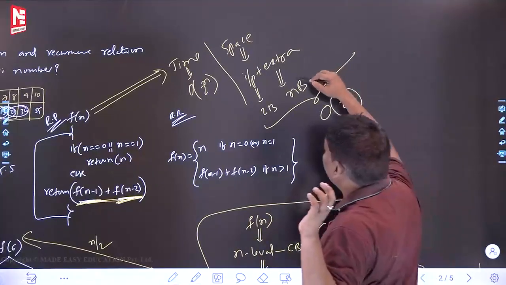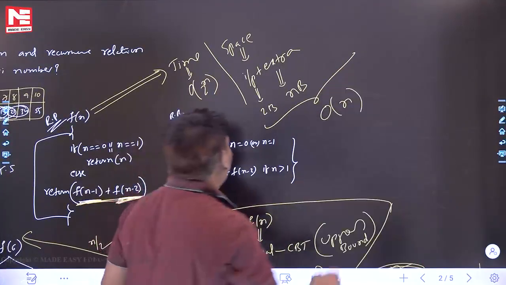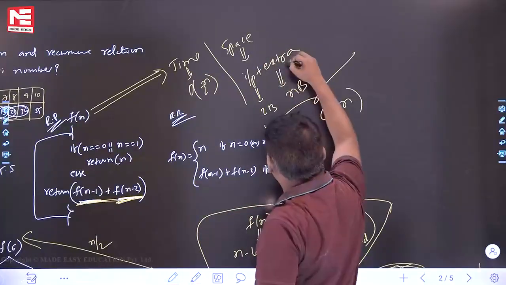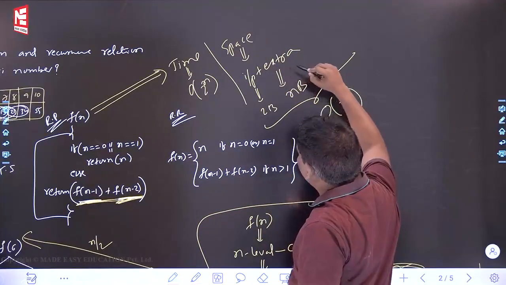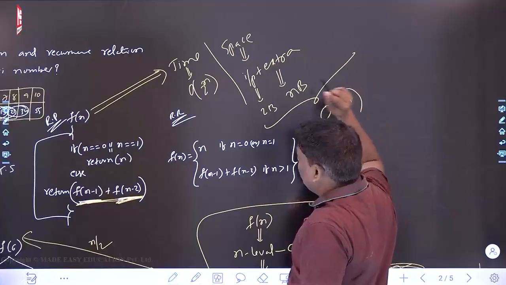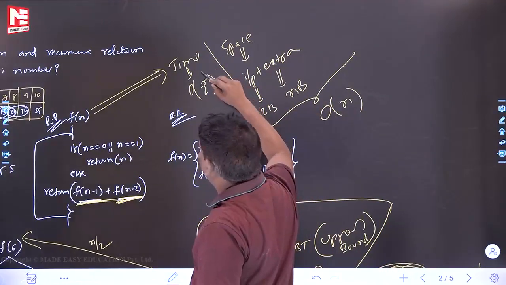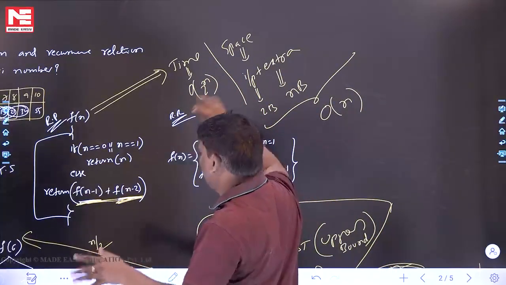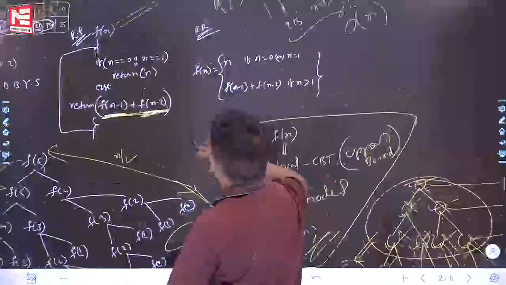Some people are asking, sir, how n bytes? So recursive program stack space is based on the number of levels in the recursive tree. But recursive program time complexity is based on the number of function calls. The number of function calls is huge. See, a big tree came, 2 power n.